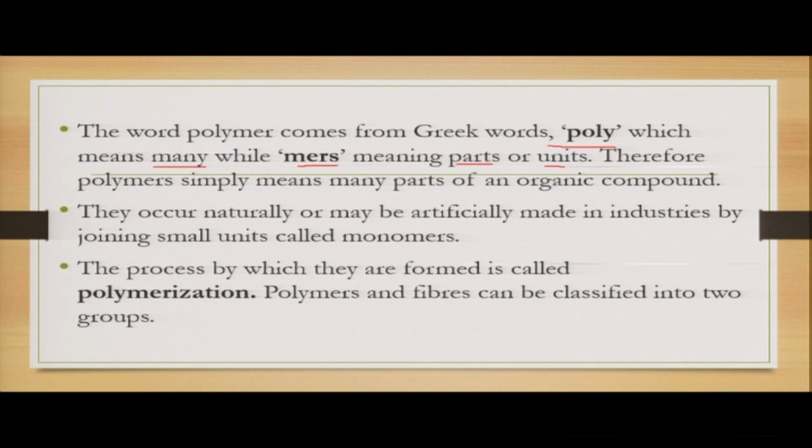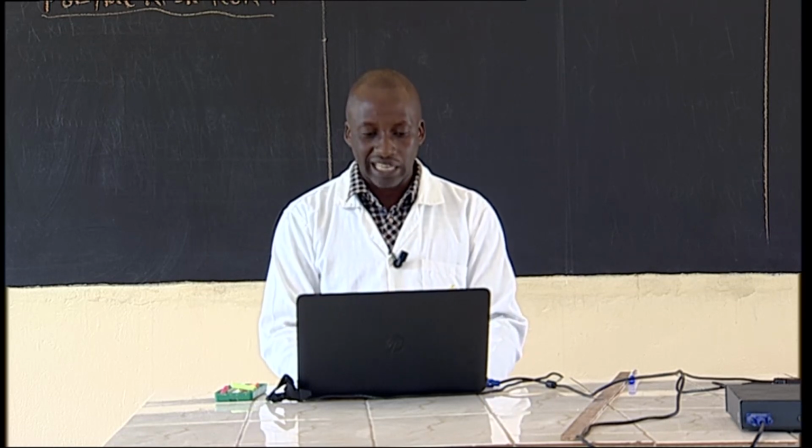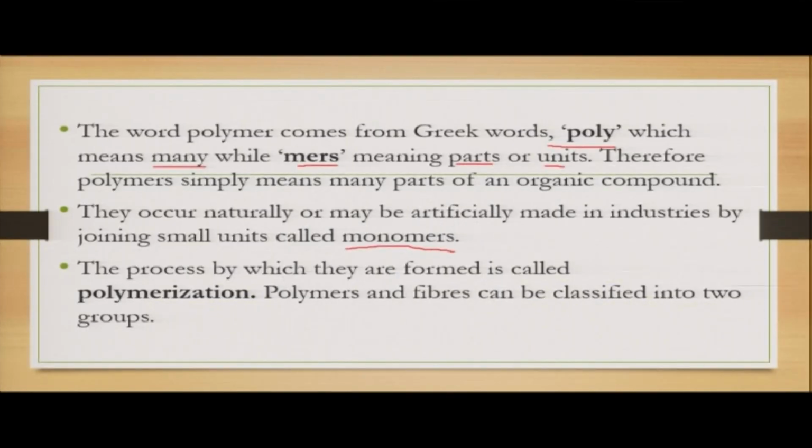So when we say many parts of organic compound, we are referring to polymer. They occur naturally or may be artificially made in industries by joining small units called monomers. These are some of the important words that you should note down as we are moving. Polymers can occur naturally or be artificially made in industries.